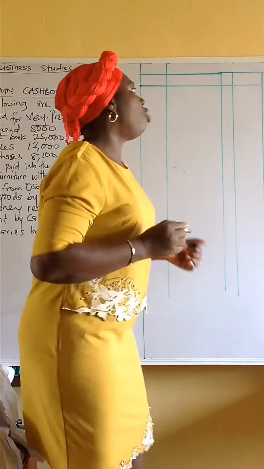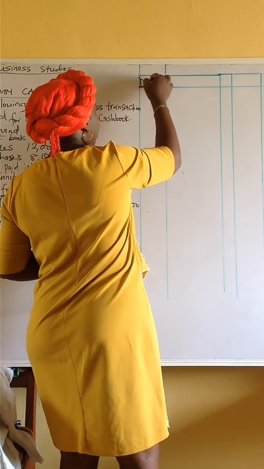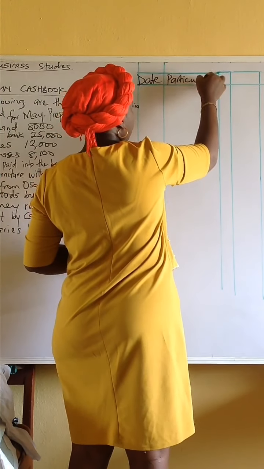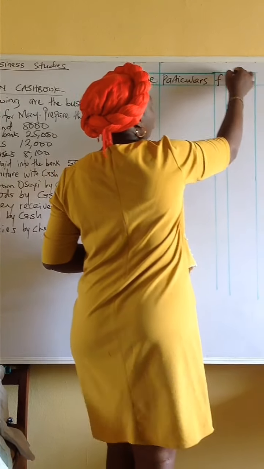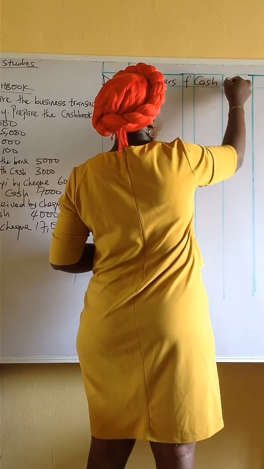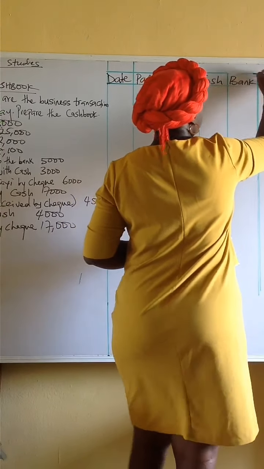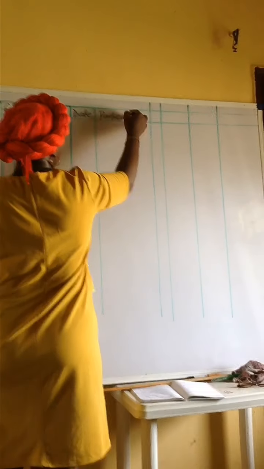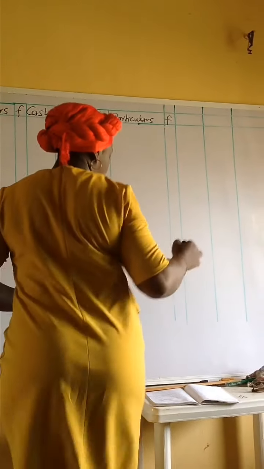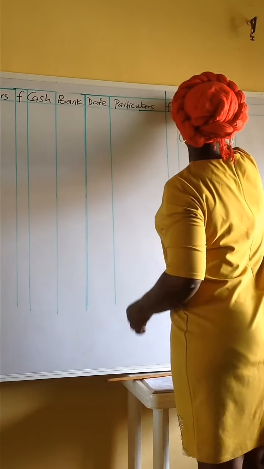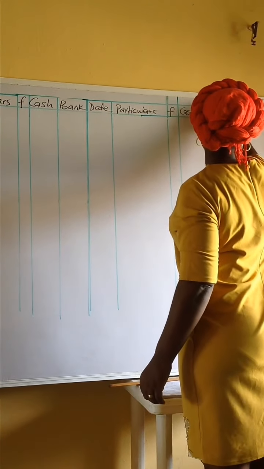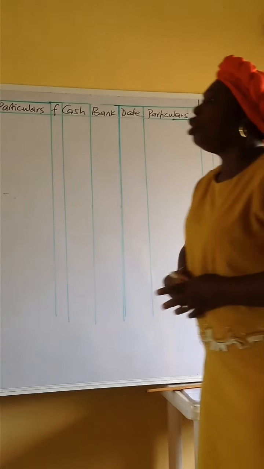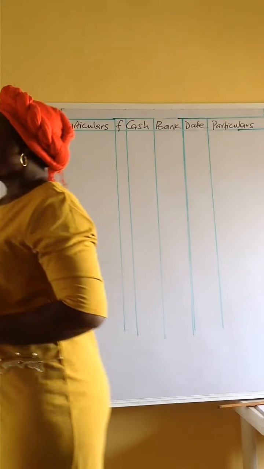So the ruling of the double column cash book goes like this. You have dates, particulars, folio, cash, and bank. Dates, particulars, folio, cash, and bank. So that is the ruling for the double column cash book.